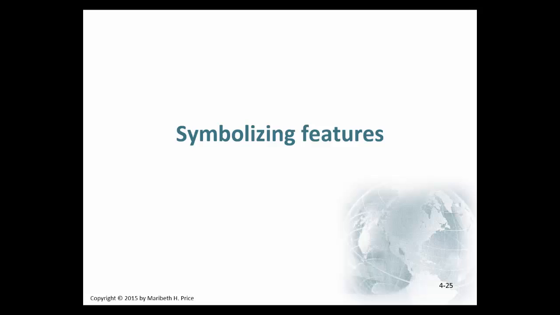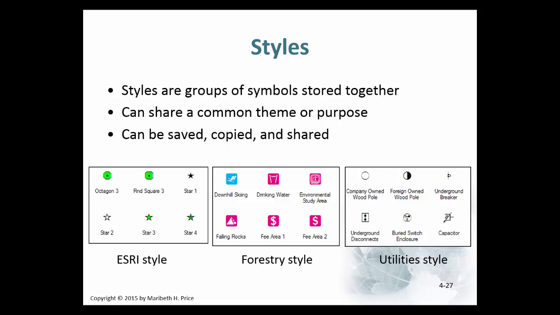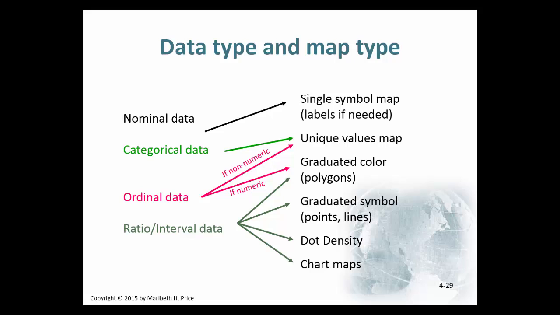You'll be required to assign symbols to points, lines, or polygons. You can choose from a large list of available symbols and then edit the properties to get the desired results. There are a number of prepackaged symbol styles to help standardize your mapping projects. You can create and edit new symbols using the Symbol Property Editor. I encourage you to explore these tools.